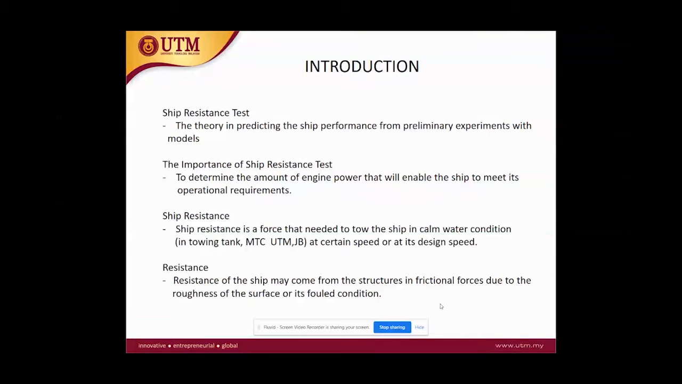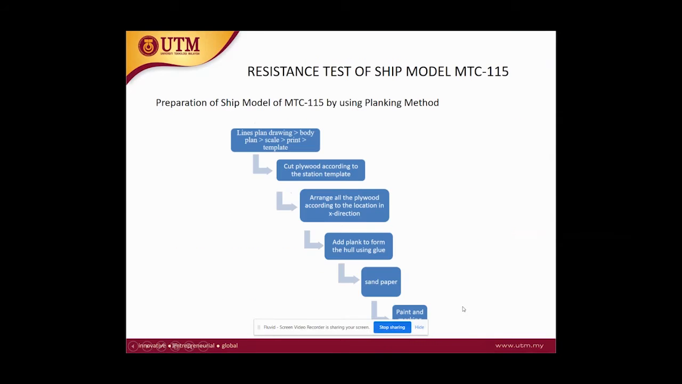As for the introduction, the ship resistance test is the theory of predicting ship performance from preliminary experiments with models. The importance of the ship resistance test is to determine the amount of engine power that will enable the ship to meet its operational requirements. Ship resistance is the force needed to tow the ship in calm water conditions at a certain speed or at its design speed. Resistance of the ship may come from the structure, in frictional force due to the roughness of the surface or its solid condition.